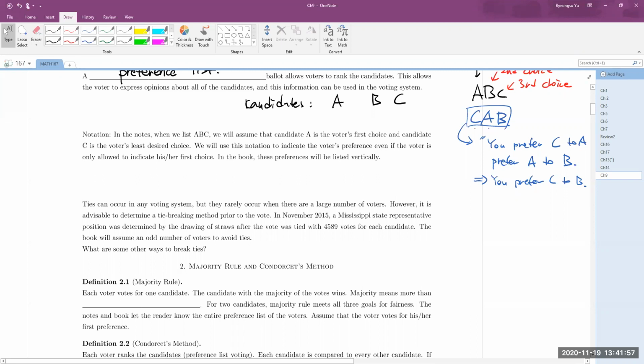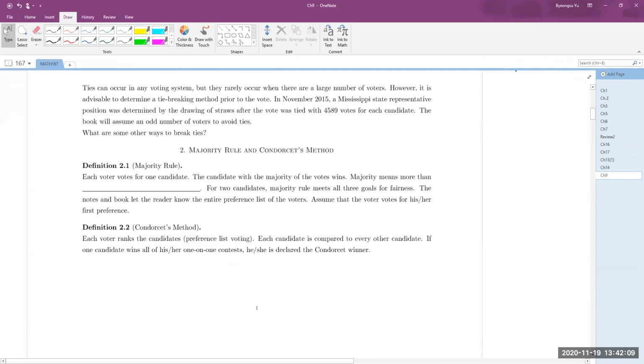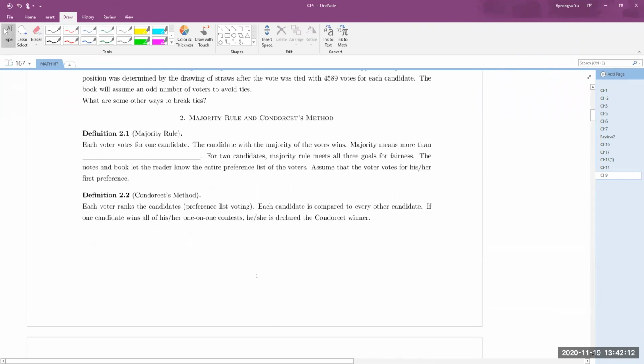Okay, do you have any question before going further? Okay, question in the Zoom. Okay, then let's deal with the first method for social choice.